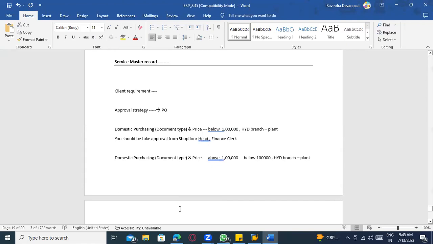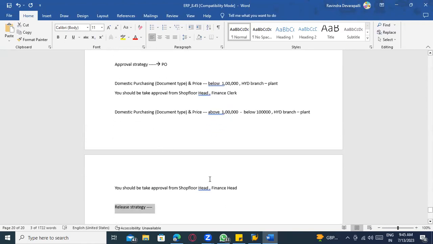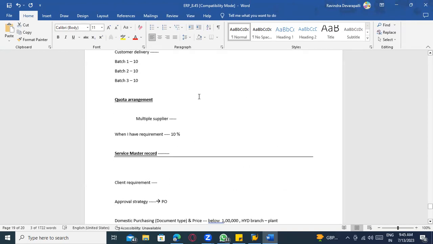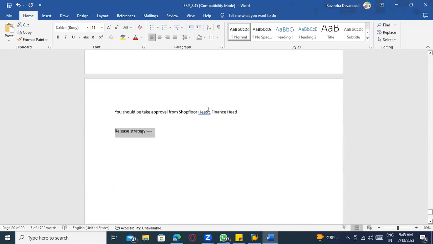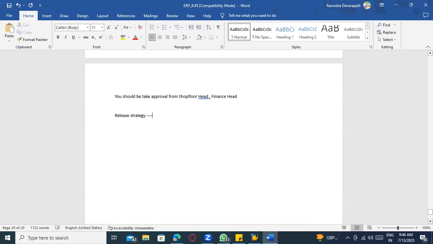Like this, there are n number of configurations, which we discuss along with transaction data and master data, irrespective of what configuration is required. Okay, clear? Yes. Okay, so you understand, right? What is the difference now between configuration, master data and transaction data, right?